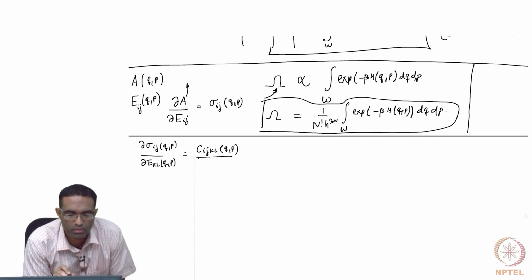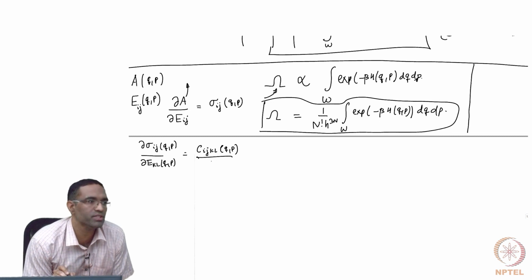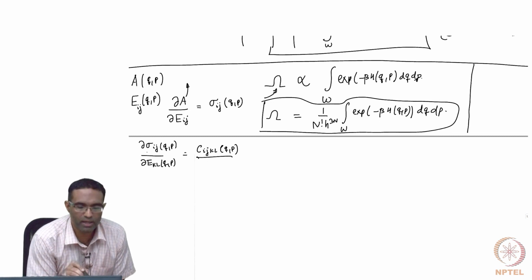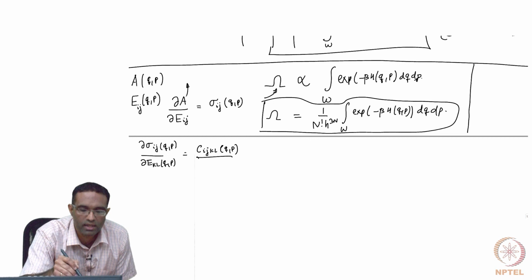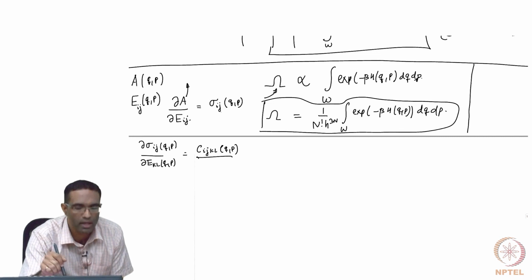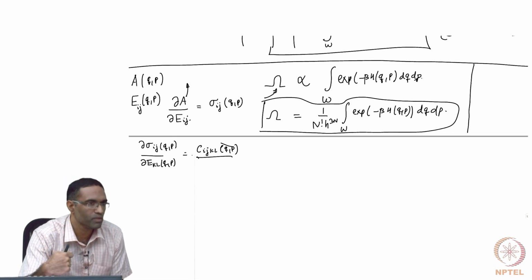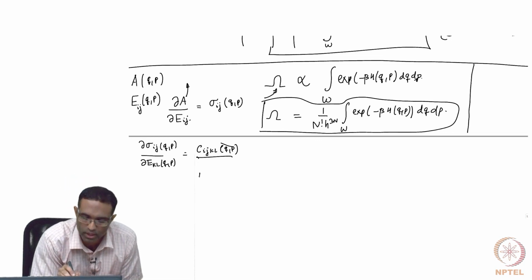For molecular dynamic simulations, it's sufficient if you have this, because you are only going to perform a time average, right? But we definitely need at least an expression for A and E in terms of Q and P to be able to find out sigma and hence find out the Cijkl in terms of Q and P. Once you find the expression for Q and P, you can do time averaging.